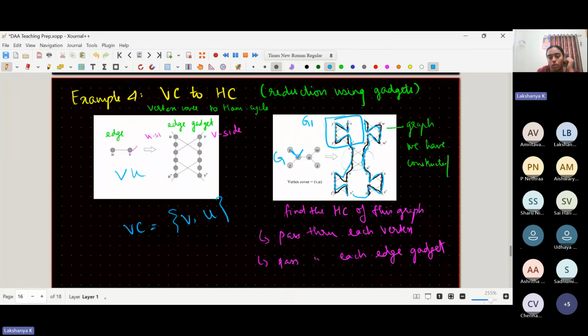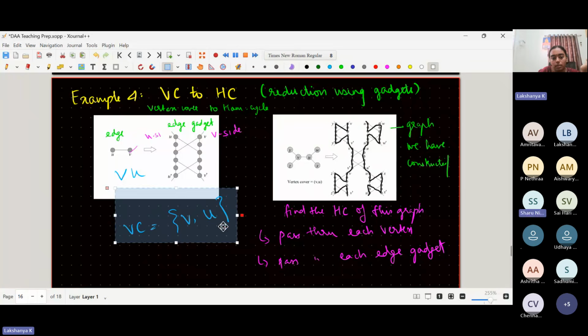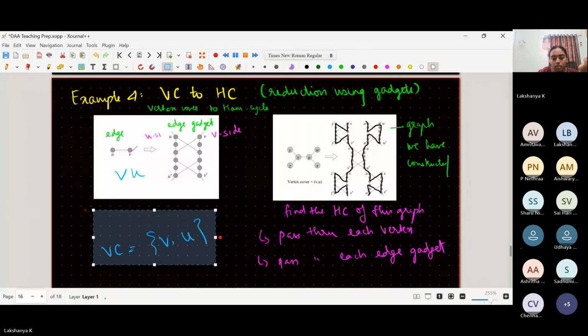Next, I'm going to VU. For this edge also, I'm noting down this vertex. Next, it is VZ. For this edge also, I've noted down V. Similarly, for every edge, I'm noting down one of the endpoints. So that is exactly what my vertex cover is. So here we get the vertex cover. So is that clear?